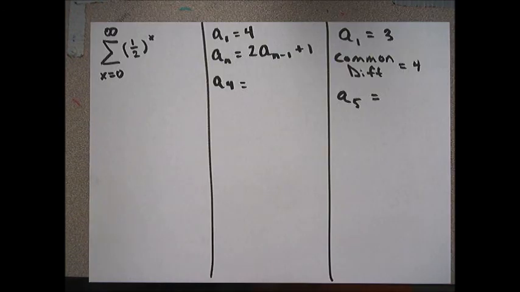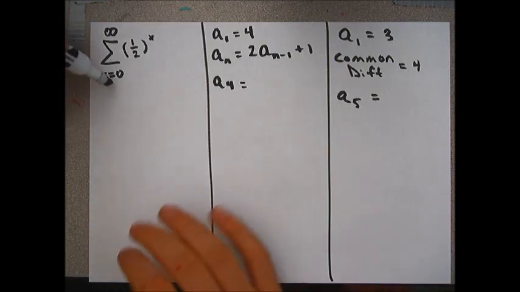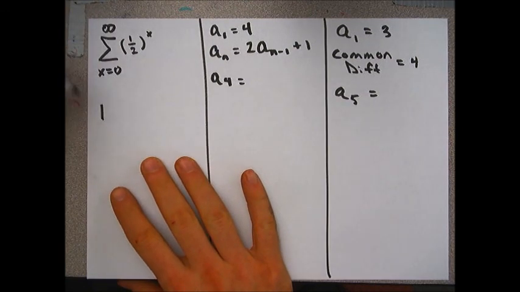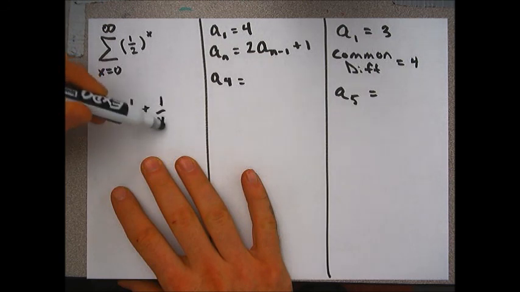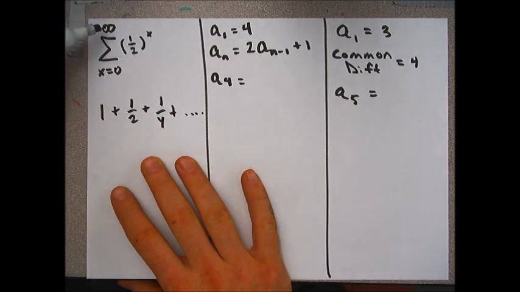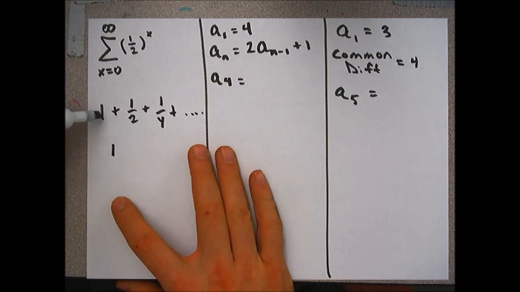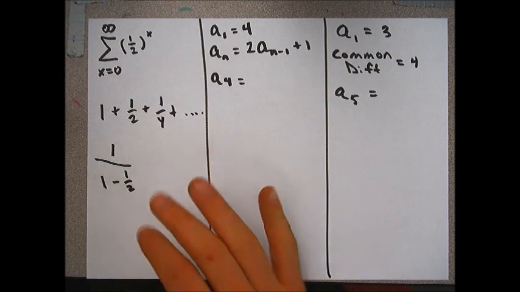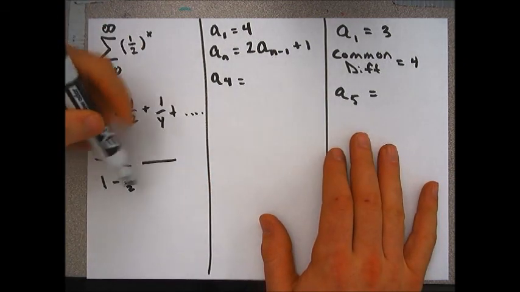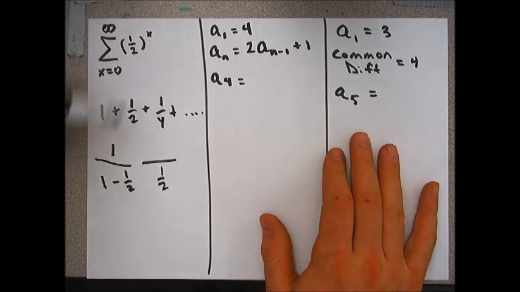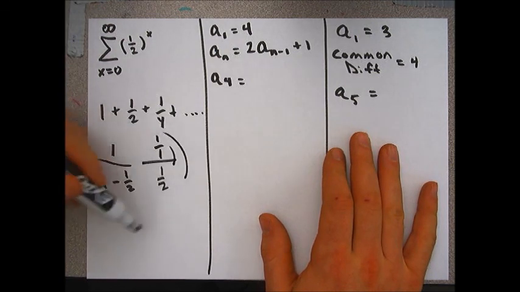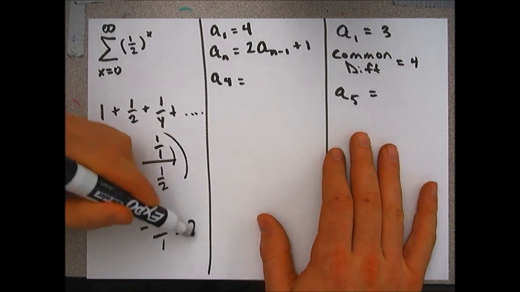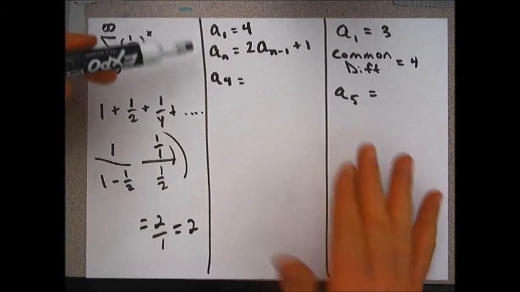Okay, 3 problems. First one says we're going to start at 0. If I plug in 0, 1/2 to the 0 is 1. If I plug in 1, I've got a half. If I plug in 2, I've got a fourth. This would keep going. When you have the infinity up top, it's first term, which in this case is a 1, over 1 minus the ratio. The ratio is 1/2. On the bottom, 1 minus a half is a half. Up top, I'm going to turn 1 into a fraction. We flip. Answer is 2 over 1. Answer is 2.